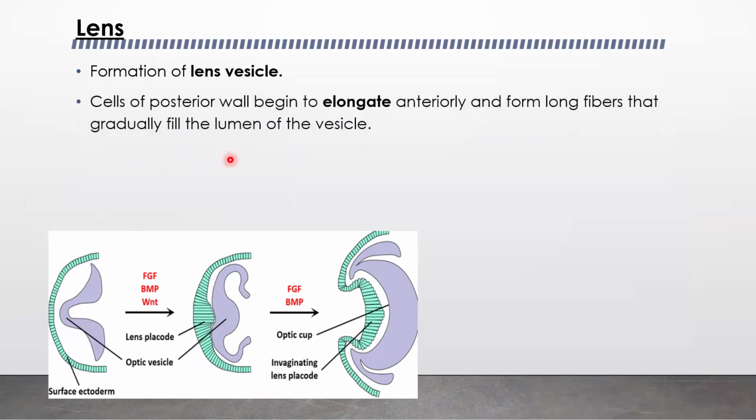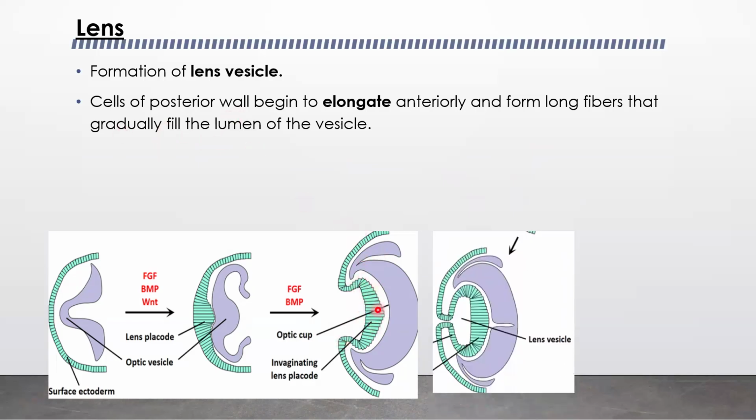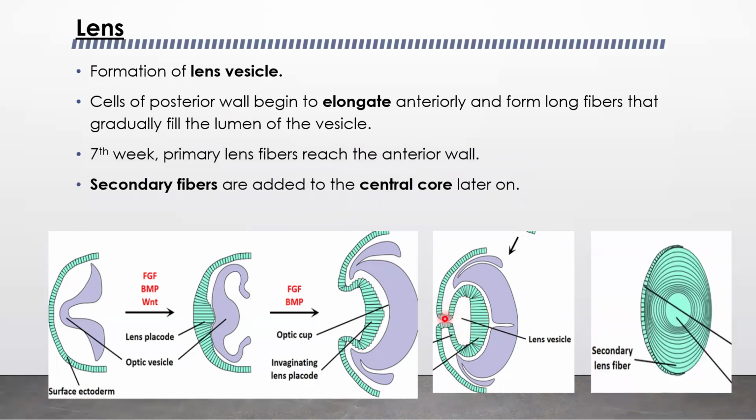But before that, we need to know about the cells of the posterior wall of the lens vesicle. These cells will elongate anteriorly and form long fibers that gradually fill the lumen of the lens vesicle, as you can appreciate here. When they fill up the space, another important thing happens. In the second week, the primary lens fibers reach the anterior wall. But with time, the secondary fibers that come from the posterior portion are added to the central core.